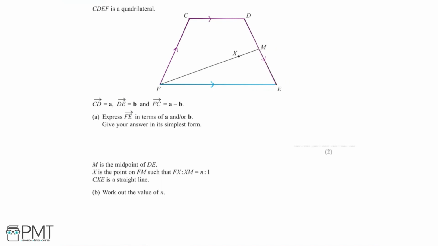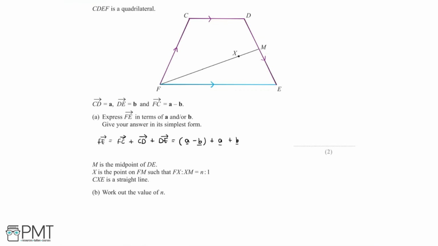Well, now we have enough information to express the vector FE in terms of a and or b. We know that the vector FE is equal to FC plus CD plus DE. Now using the information given to us in the question, we can say that the vector FE is equal to a minus b, because FC is equal to a minus b, plus a, because the vector CD is equal to a, and plus b, because the vector DE is equal to b.